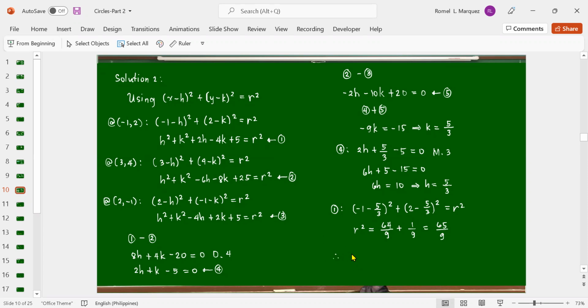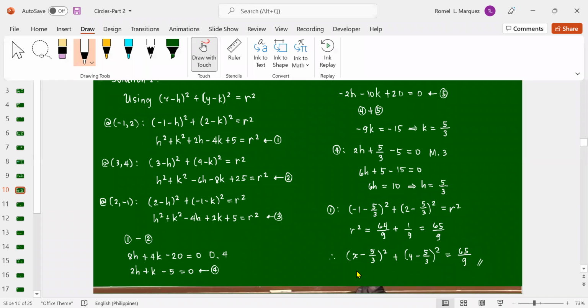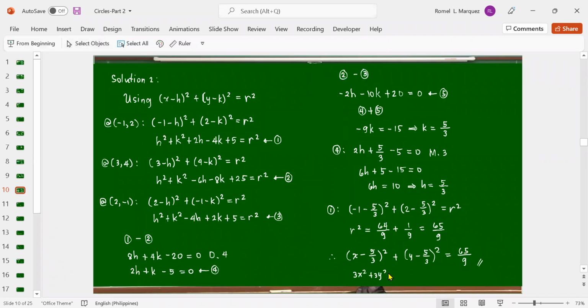Therefore, the equation of the circle in center radius form is given by x minus 5 over 3 quantity squared plus y minus 5 over 3 quantity squared, and that is equal to 65 over 9. That's it. If this is expanded and expressed in general form, we will have 3x squared plus 3y squared minus 10x minus 10y minus 5 is equal to 0. Okay? Get it, guys? You can verify it by expanding and then simplifying, expressing all the terms on the left side.